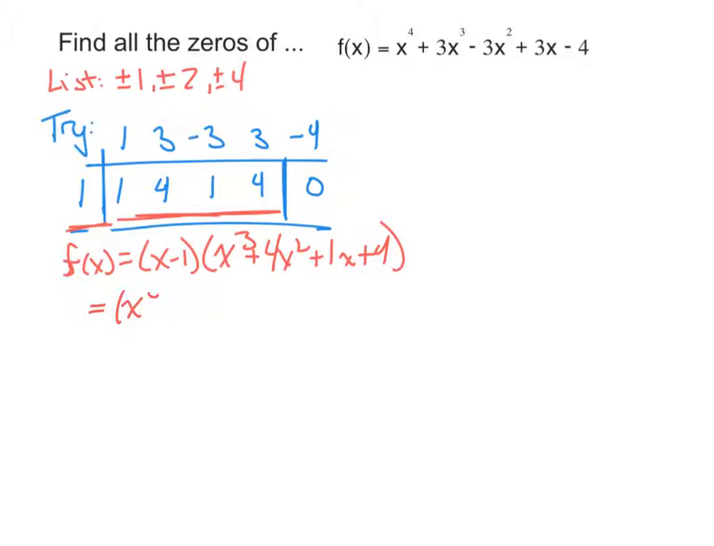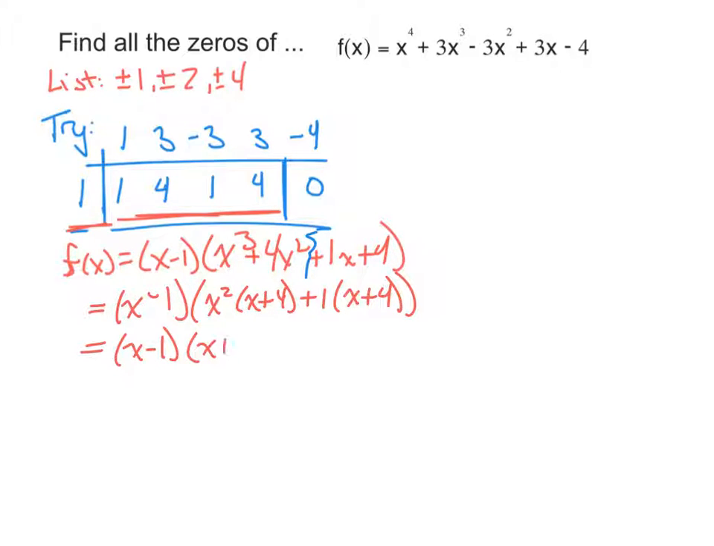Now we can factor that second one by hand. So the first one's still going to be x minus 1, but over here we can factor by parts, cut it in half right here, and factor out the x squared out of the front, and we're left with x plus 4. And then factor out a 1 out of the second half, and we're left with x plus 4. So this will be x minus 1 times x plus 4 times x squared plus 1.